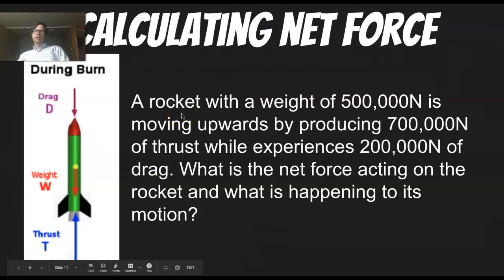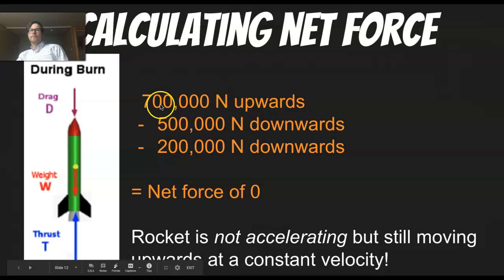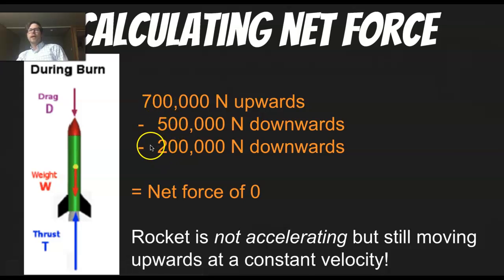Now let's try a variation on the same thing. We've got a rocket with that 500,000 newton weight. It's moving upwards by producing 700,000 newtons while experiencing 200,000 newtons of drag. What's the net force and what's happening to its motion? So again, we can just subtract the ones moving in the opposite direction from the bigger one being the thrust. So 700,000 minus 500,000 minus 200,000 is a net force of 0. The net force is 0, meaning that its motion is not changing, but still moving upwards at a constant velocity. Doesn't mean it's not moving, it just means it's not having its motion change.